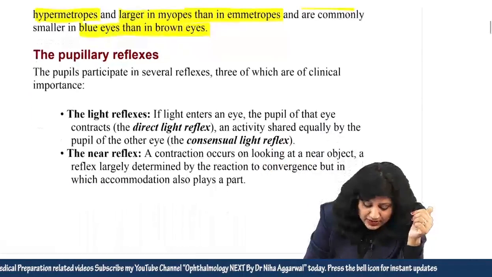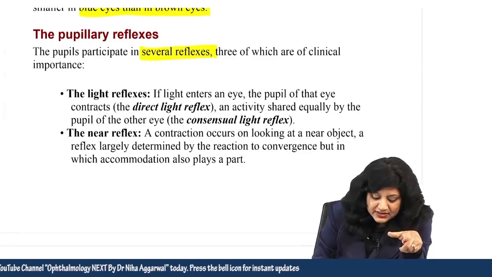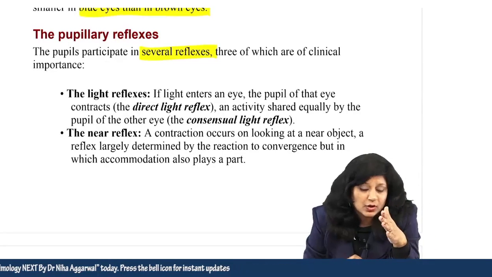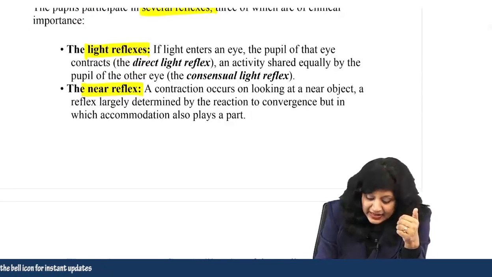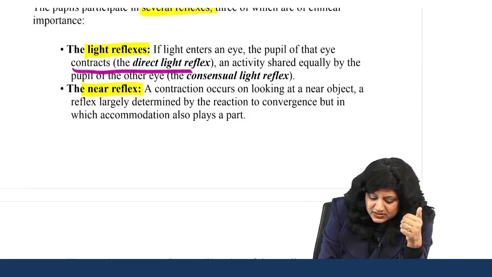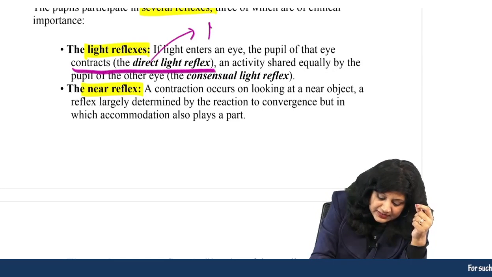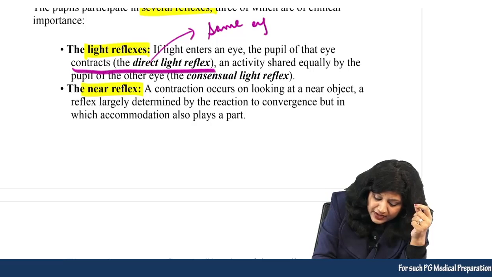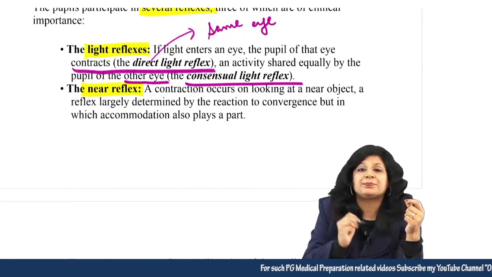Now talking about the pupillary reflexes, the pupils participate in several important reflexes. One is the light reflex, and one is the near reflex. In the light reflex, light enters the eye and the pupil constricts. In the same eye, it is the direct light reflex, while in the other eye, it is the consensual light reflex.